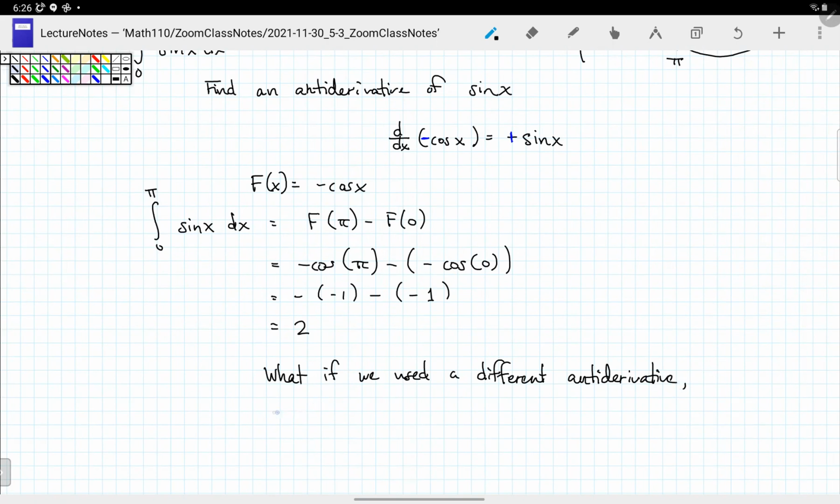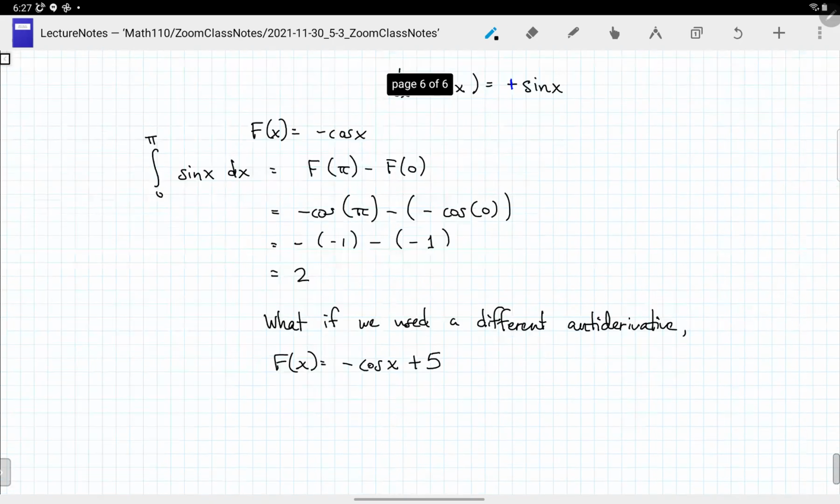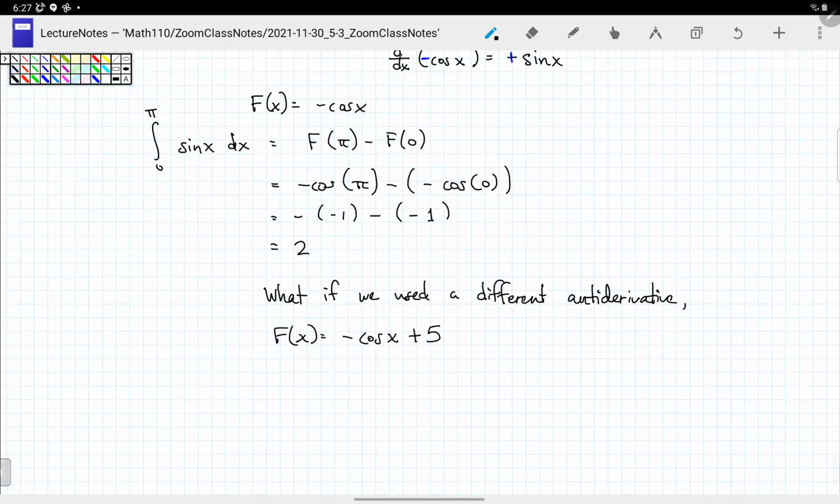Say f of x is negative cosine of x plus 5, say. So the fundamental theorem of calculus 2, again, says we integrate from 0 to pi of sine of x dx, not 6. This is going to be f of pi minus f of 0.